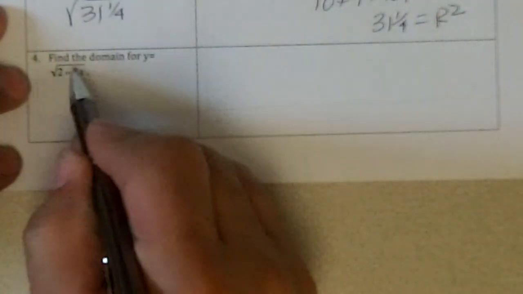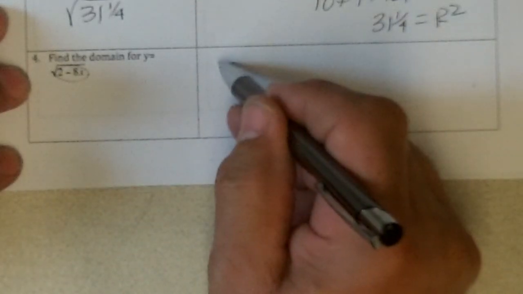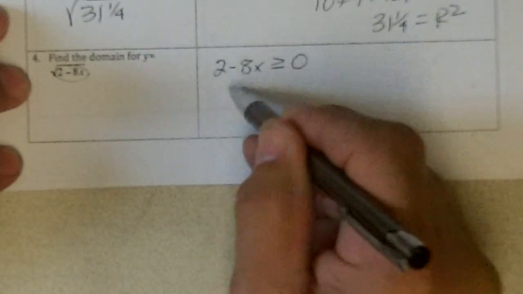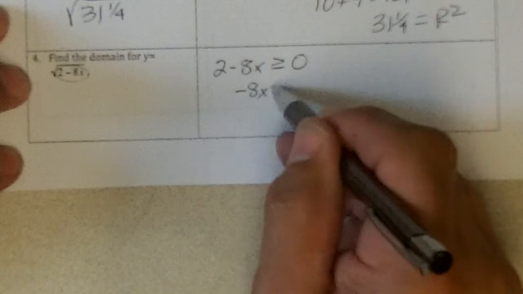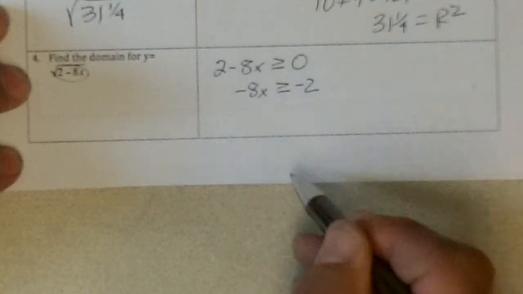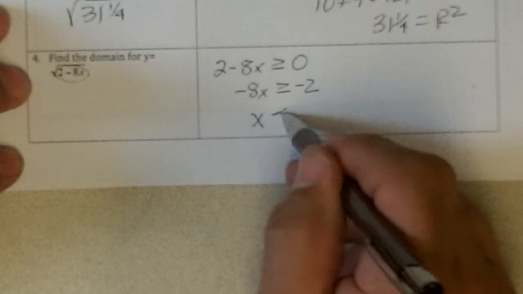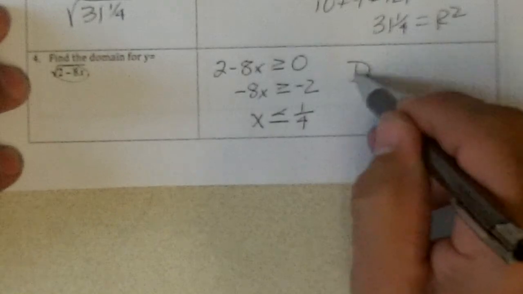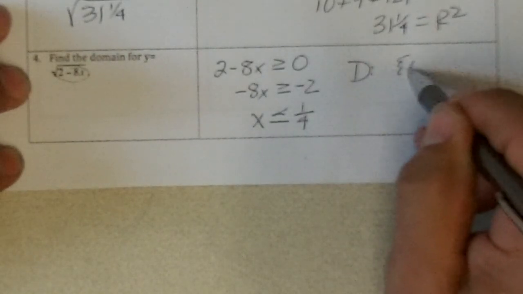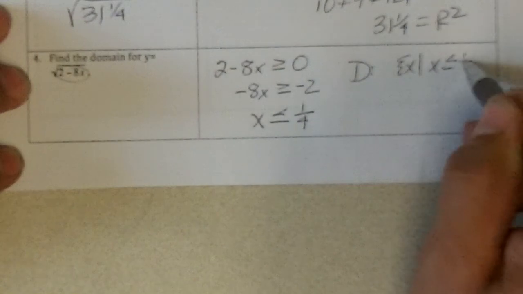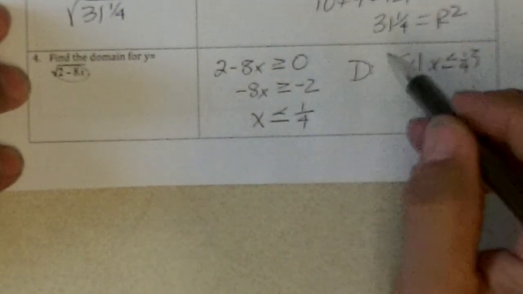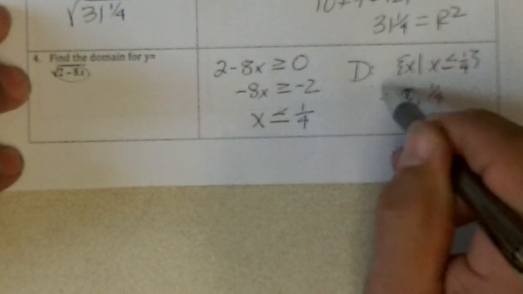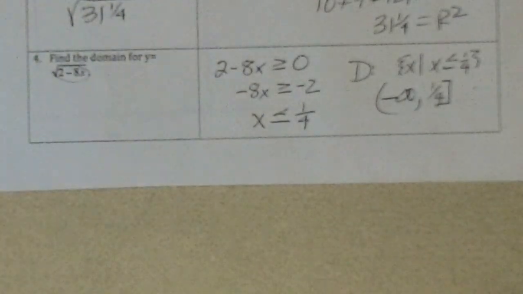Domain for this, so the inside of the square root has to be 0 or greater. 2 minus 8x has to be greater than or equal to 0. Subtract 2 and I get -8x greater than or equal to -2. Divide by -8 and I get x less than or equal to 1/4. So the domain would be x such that x is less than or equal to 1/4, or from -infinity to 1/4. Okay, that's page 1.